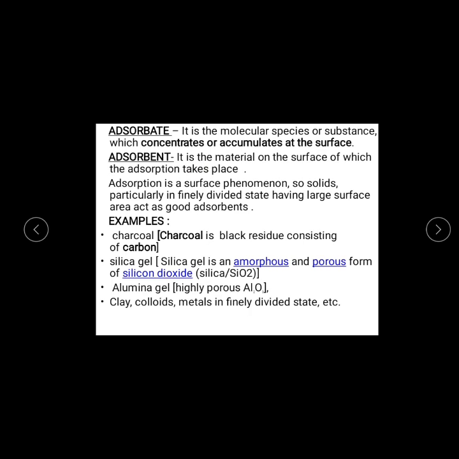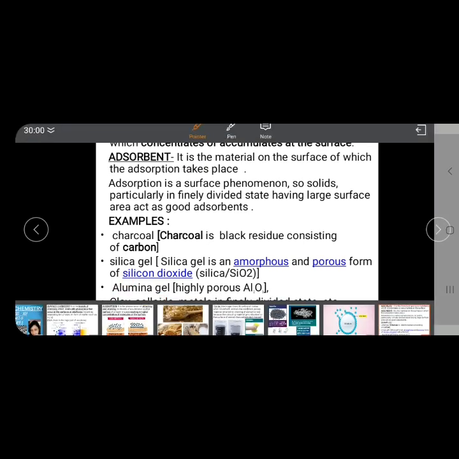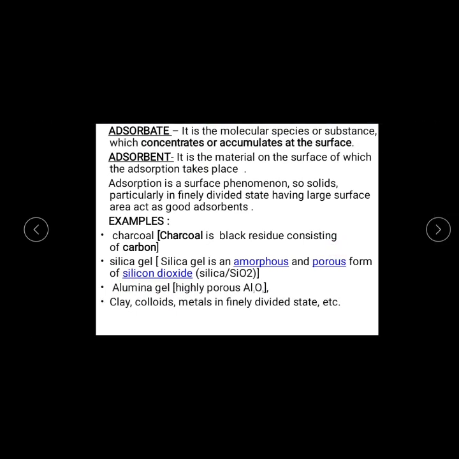Now, we know adsorption is a surface phenomenon. So, solids will act as good adsorbents because in finely divided state they have large surface area. Now, a few examples of adsorbents are charcoal, silica gel, alumina gel, clay, colloids, metals in finely divided state.